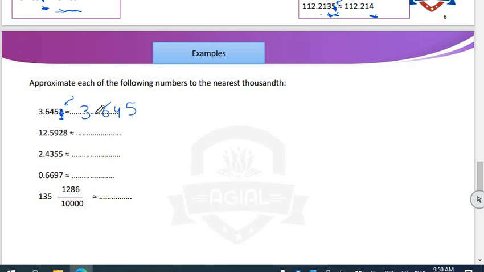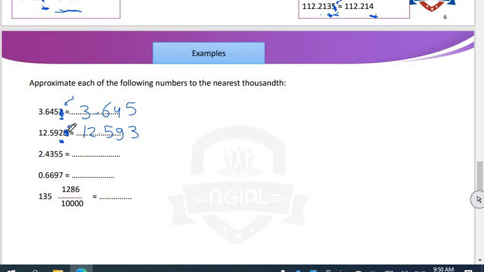Okay, example number 2. What is the number in the 10,000th place? Number 8. Okay, ask 8. 8, are you strong or weak? 8 is a strong number, equal to or more than 5. So we increase this digit by 1 to become what? 2 plus 1, 3. So we write 2.593 and remove this digit.